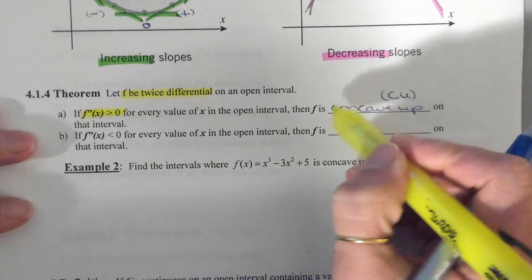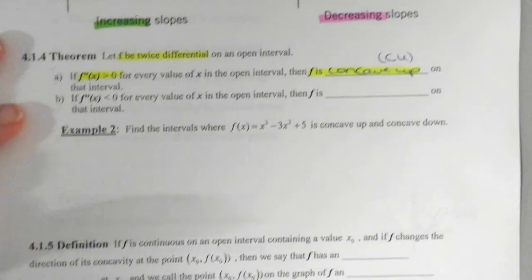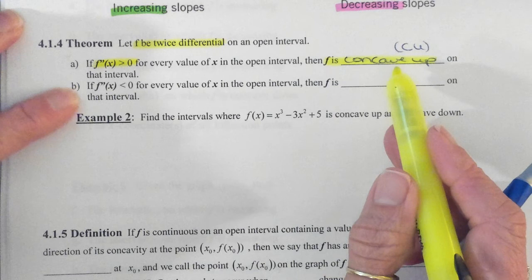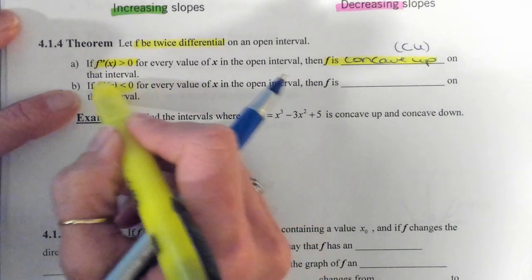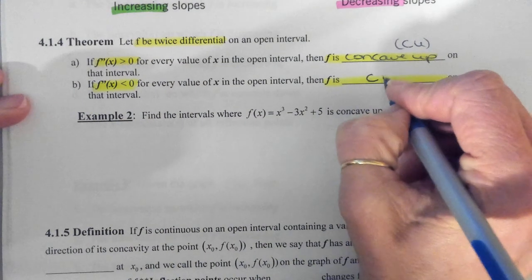Okay, on that interval. So what you're looking for in terms of concavity, again, is the sign. If the second derivative is positive, then the original function would be concave up. If the second derivative is negative, then your original function is concave down, and I'll use a notation CD.